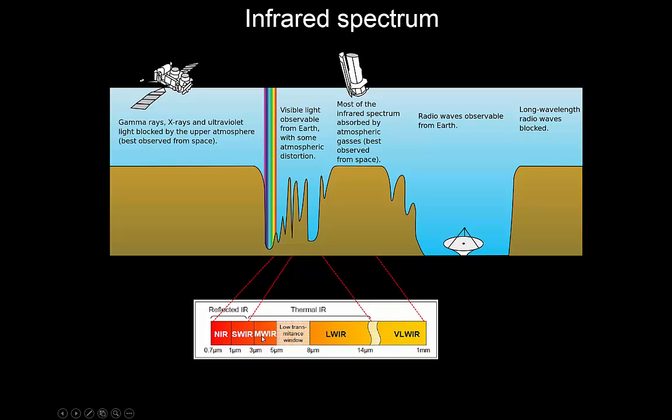Then we get into the midwave infrared, which is less used, as it says here, a low transmittance window. In other words, a wavelength area where, again, the atmosphere absorbs a lot of the radiation being emitted from the surface. And then we end up in the more useful long wave infrared and very long wave infrared thermal domains, again, where we can measure the temperature of objects.